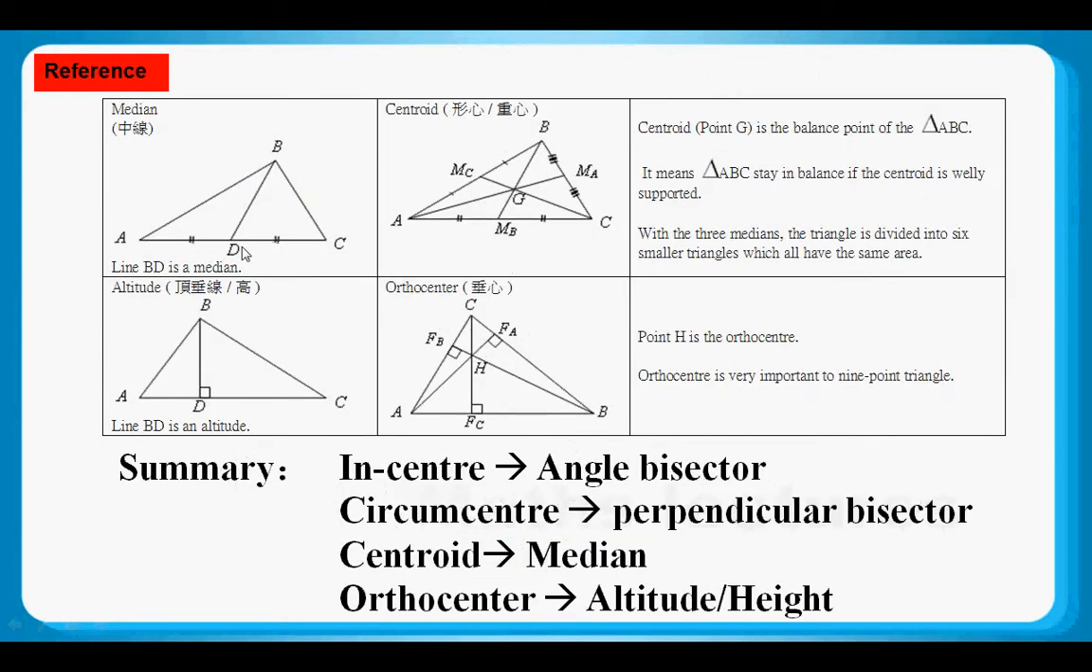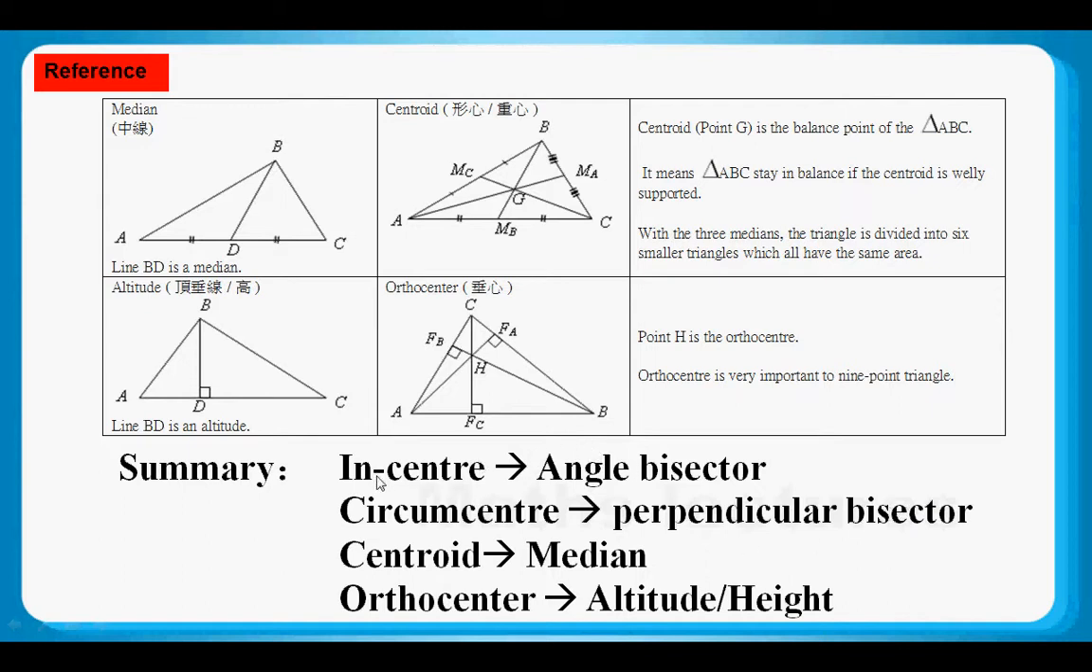A median is a line joining the midpoint of a side and the opposite vertex. Three medians give us a centroid. At the end, we have altitude, or should I say it is just a height of a triangle, and these three altitudes or heights will help us to find the orthocenter. Okay, cut it short.